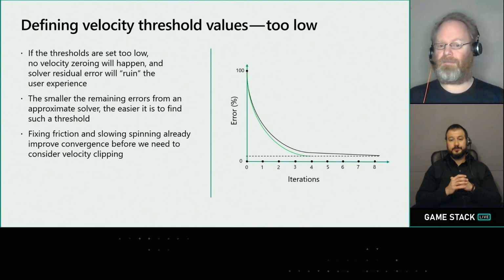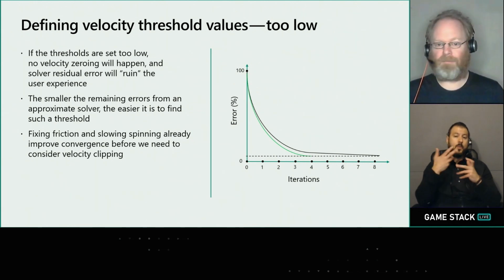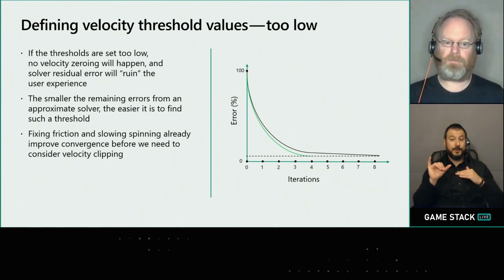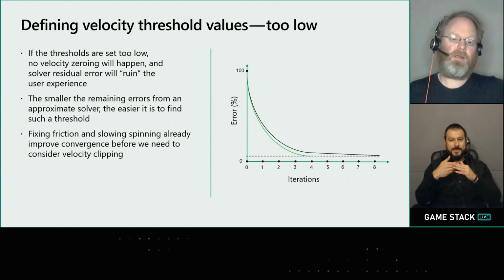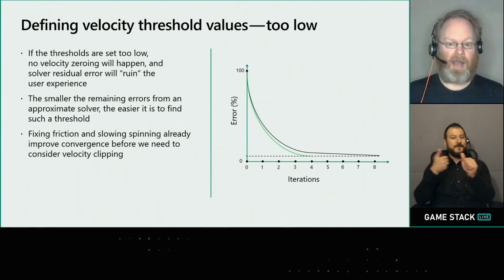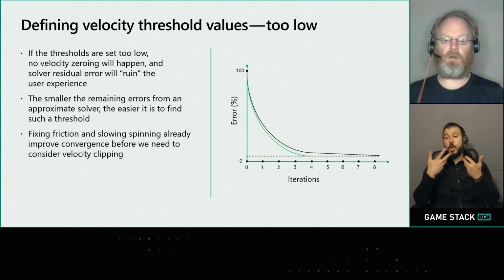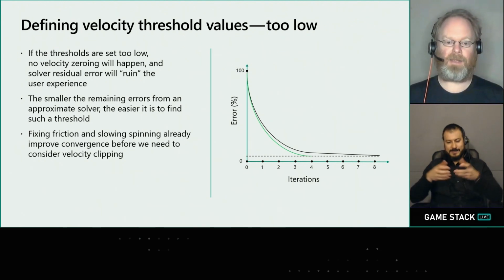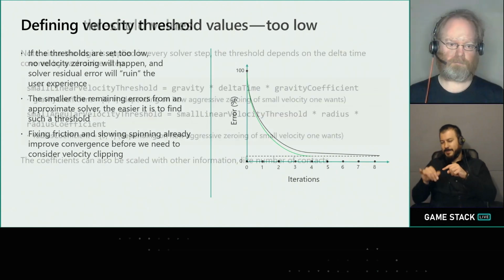So we want to clip the threshold, but we don't want to put it too low. Otherwise, there's no point, and the user is going to see all of those accumulated velocity problems that we've been trying to avoid for the whole presentation. We've already helped the solver converge towards a smaller error with friction fix-up and inertia scaling. So we need to look at clipping that final tiny velocity.